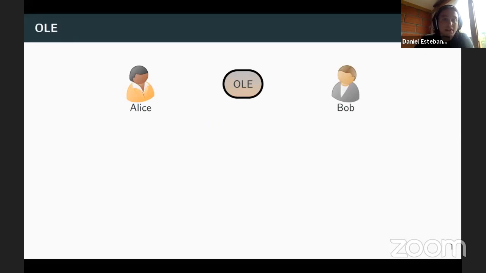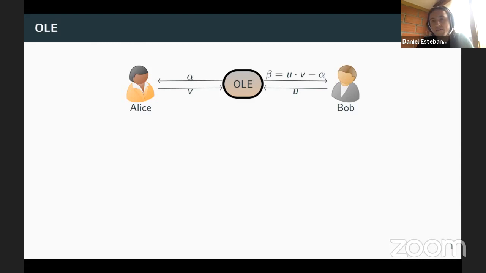So what is OLE to begin with? OLE is this two-party functionality that proceeds as follows. You have Alice with an input V and Bob with an input U. The functionality is going to send a completely random value alpha to Alice, and it's going to send to Bob beta, defined as U times V minus alpha. So overall, if you sum alpha plus beta, that's going to give you U times V. This functionality is essentially turning inputs into shares of the product of the two inputs.